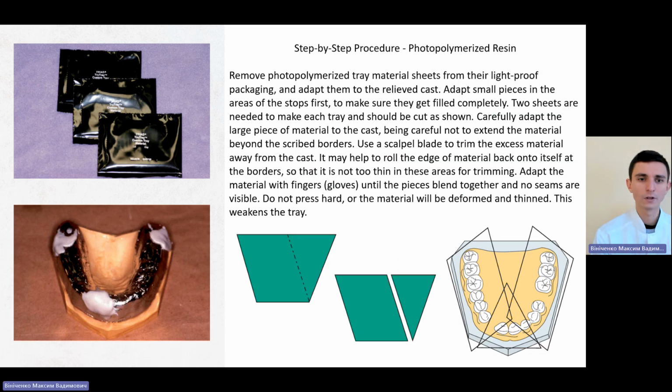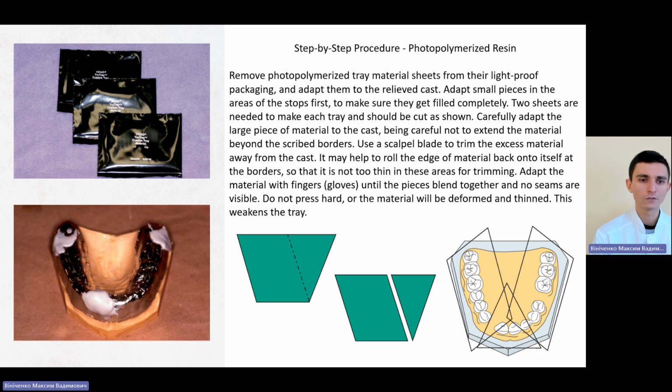Step-by-step procedure with photopolymerized resin. Remove photopolymerized tray material sheets from their light-proof packaging and adapt them to the relieved cast. Adapt small pieces in the areas of the stops first to make sure they get filled completely. Two sheets are needed to make each tray and should be cut as shown.